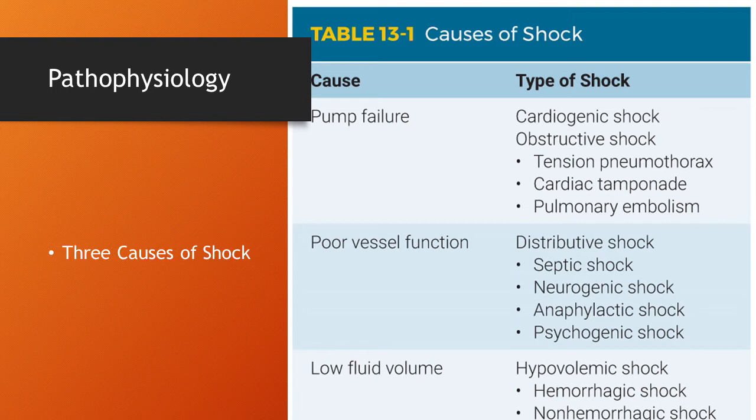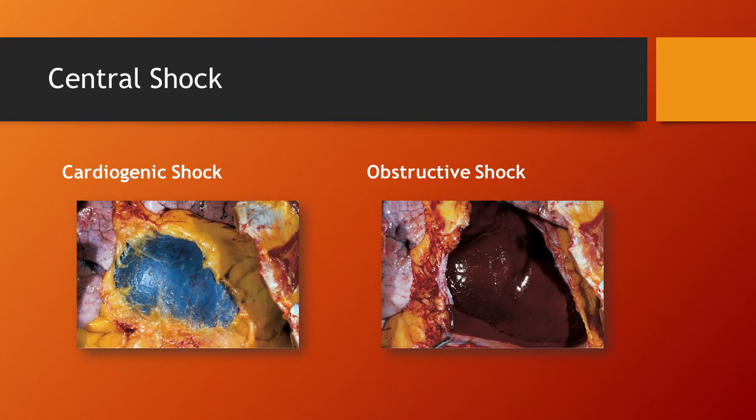Here we have the three causes of shock: pump failure, poor vessel function, and low fluid volume. This series of lectures is going to focus on pump failure and poor vessel function, as low fluid volume is typically covered in other lectures. We're also going to discover central versus peripheral shock. Central shock consists of cardiogenic or obstructive shock.